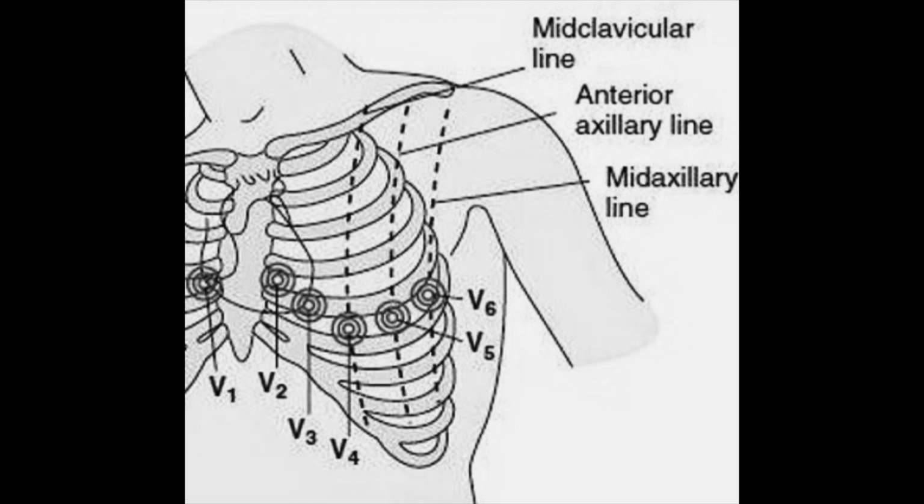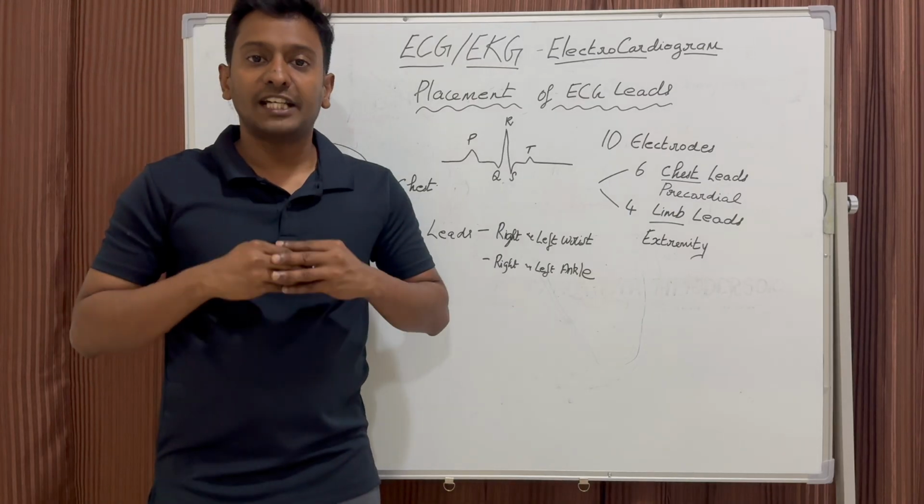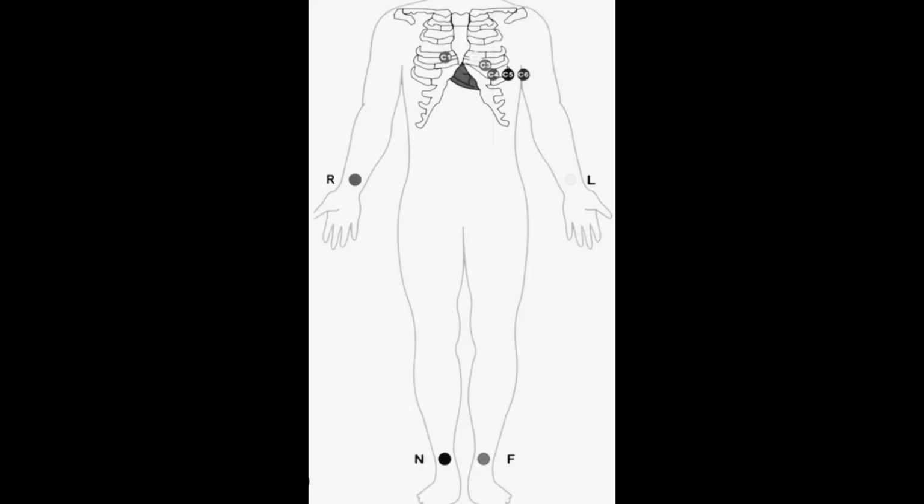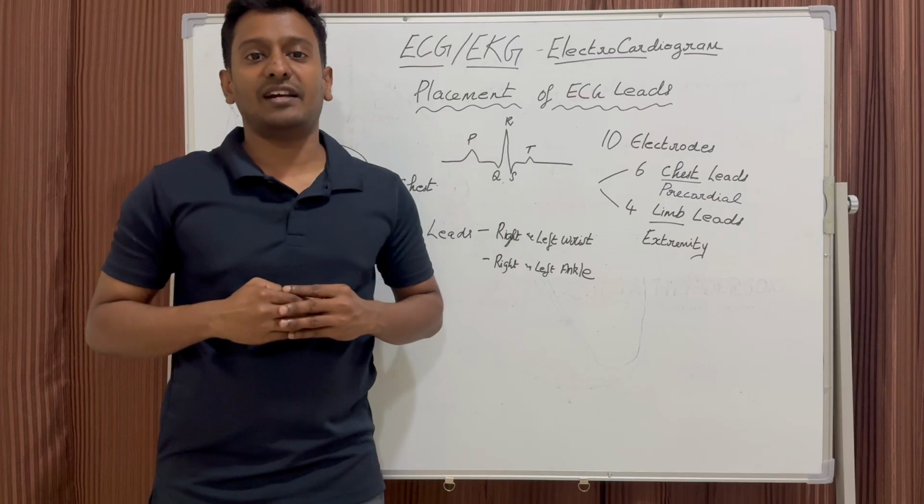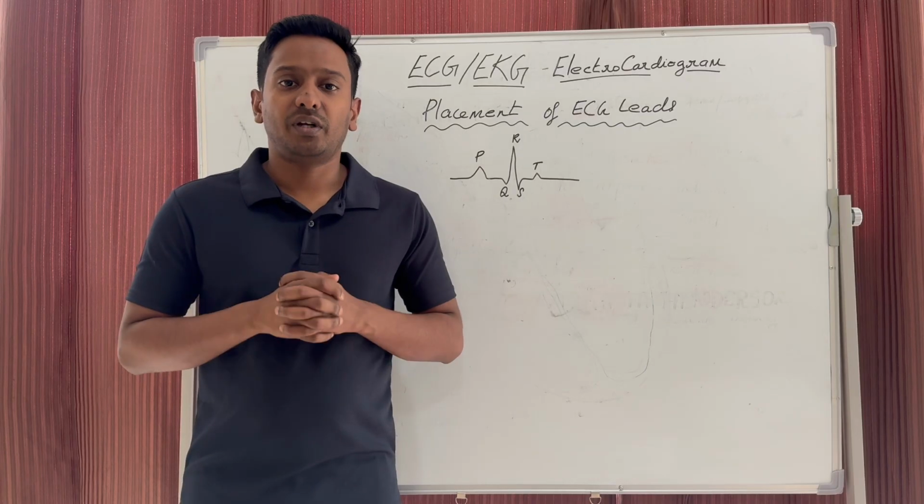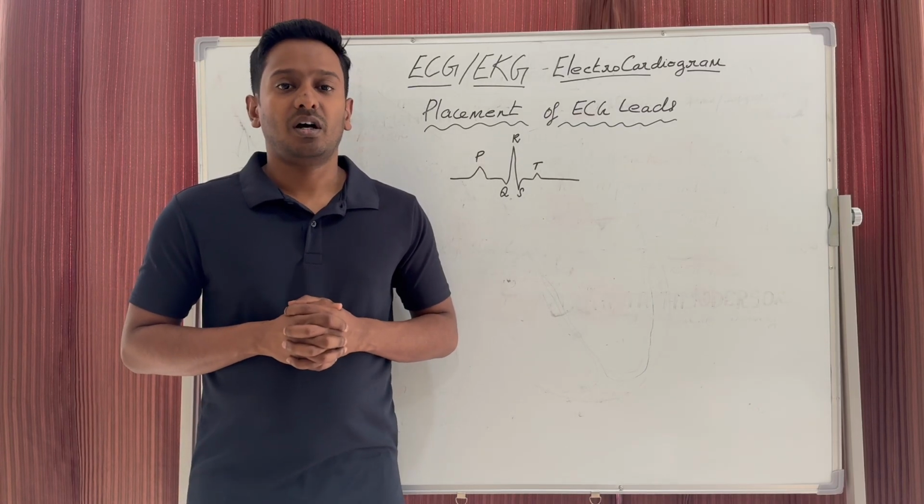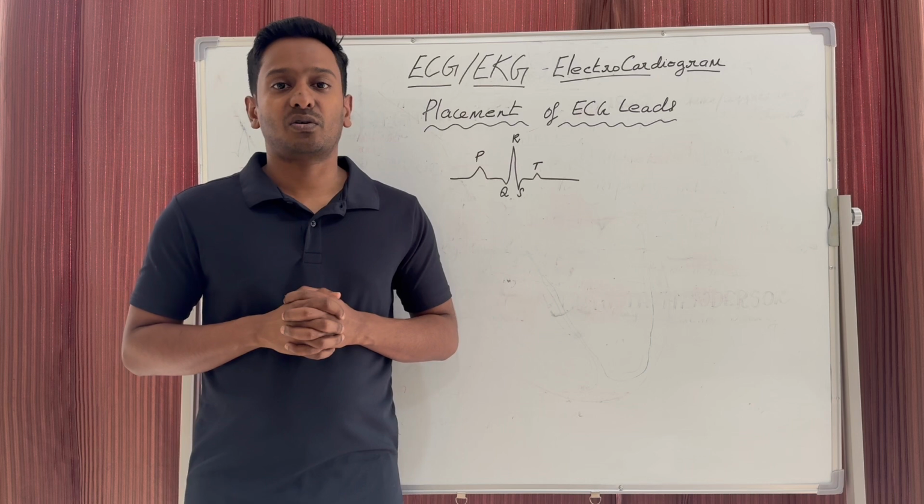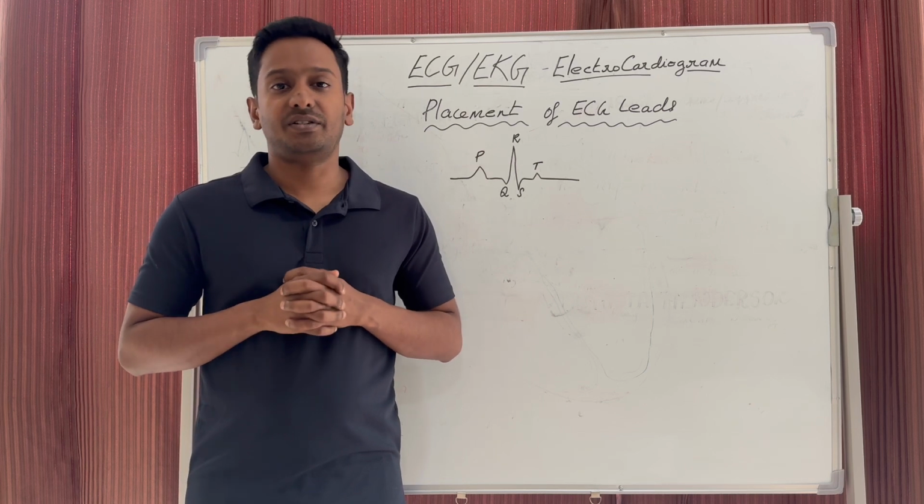For the limb leads, we are keeping them on the extremities, one on the right wrist and another on the left wrist, and the other 2 limb leads, one on the right ankle and one on the left ankle. So now we understood where to place the electrodes to do an ECG.